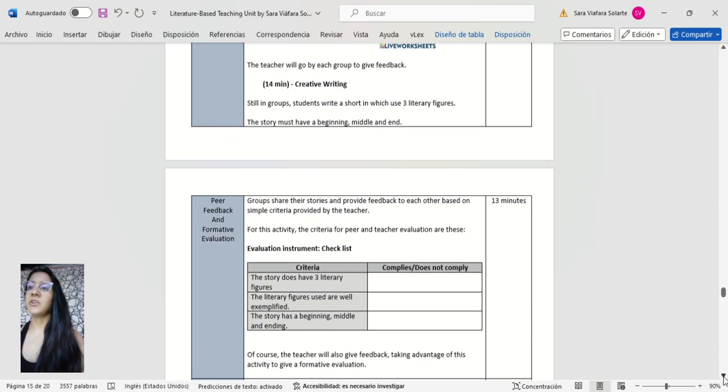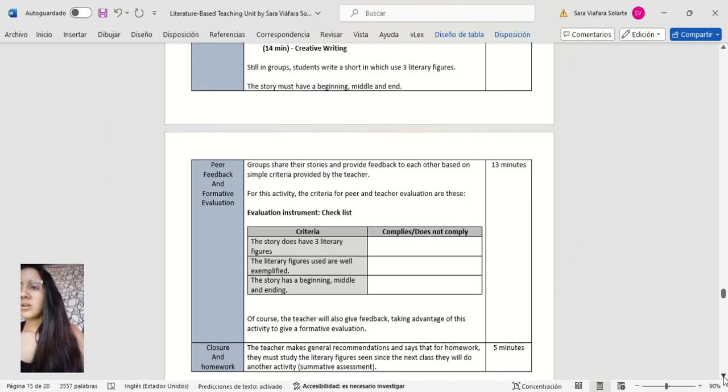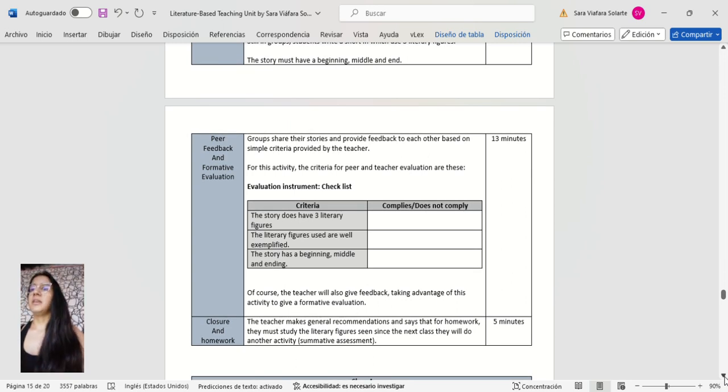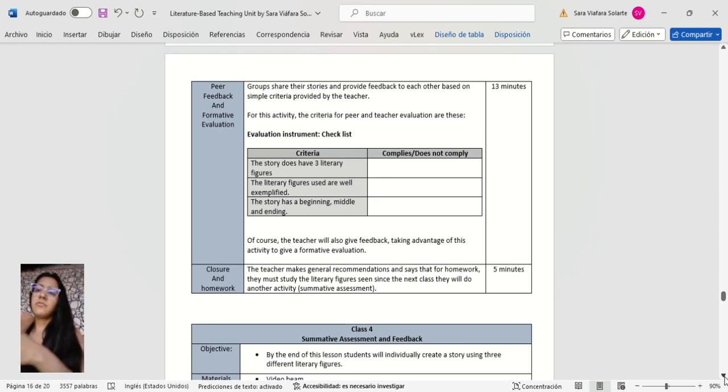The second activity is creative writing a story. Still in groups, students write a short story in which they use 3 literary figures. The stories must have a beginning, middle, and end. And then there is a formative evaluation. Groups share their stories and provide feedback to each other based on a simple criteria provided by the teacher, that it will be this one.